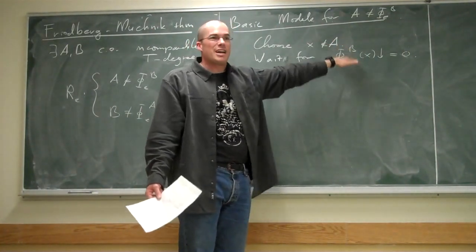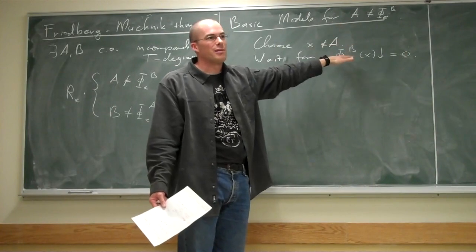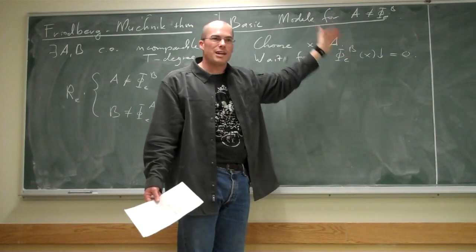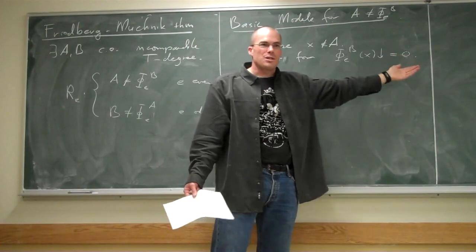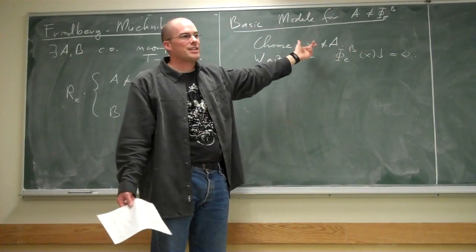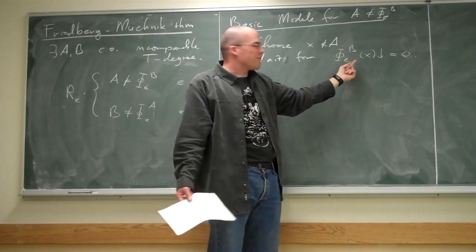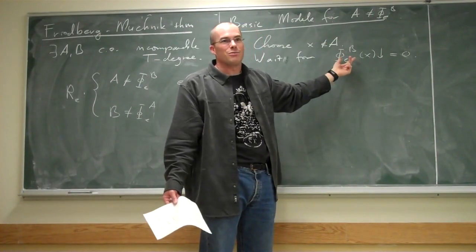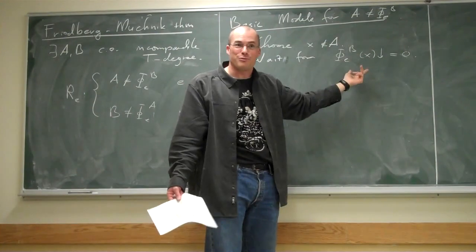Notice that if this doesn't happen, you've won. Right? If this computation never converges and goes to 0, then the fact that this x is not in A is exactly the right thing. Because if this were the characteristic function of A, then it would have to converge and give 0.